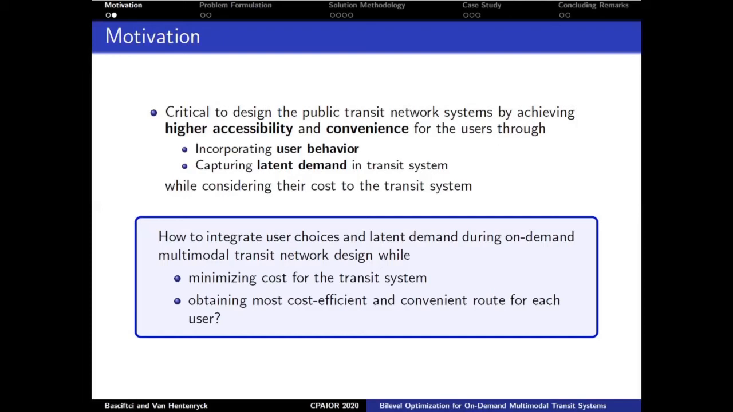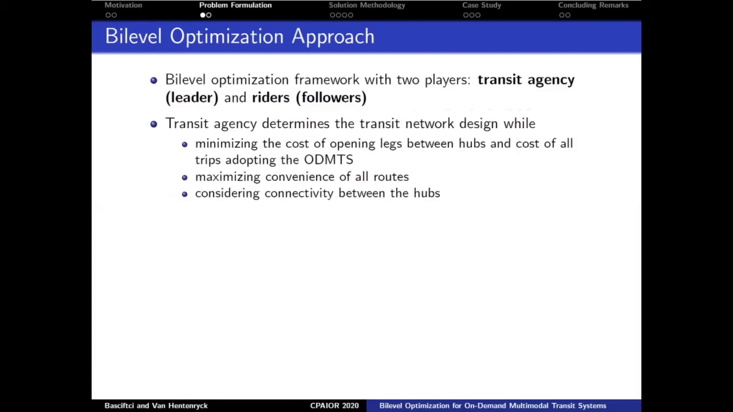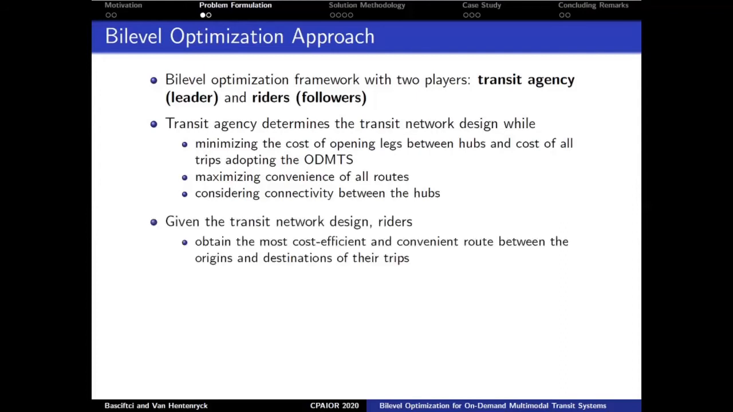To formulate this problem, we present a bilevel optimization approach with two players, the transit agency as our leader and riders as the followers. The transit agency determines the transit network design while minimizing the cost of opening legs between hubs and the cost of all trips adopting the system, while maximizing convenience of all routes and considering connectivity between the hubs. On the other hand, the followers, the riders, obtain the most cost-efficient and convenient route between the origins and destinations of their trips, given the transit network design.